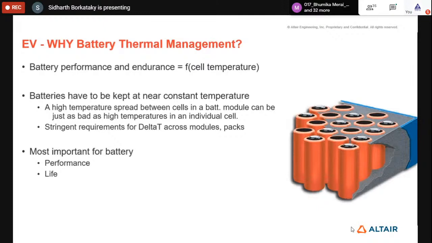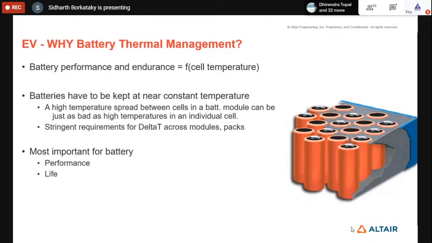As a mechanical engineer, it is important that these batteries do not burn. Let's say I am traveling from Ahmedabad to Mumbai, or from one part of India across 300 to 400 kilometers. I must be safe, and my family must be safe while driving, so the battery must not burn. Now, who gives a guarantee on that? That's where battery thermal management comes into the picture.